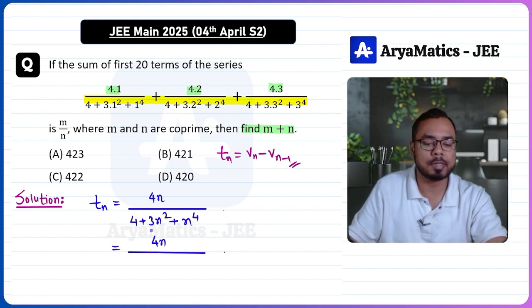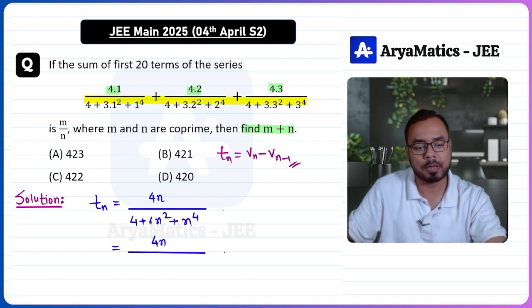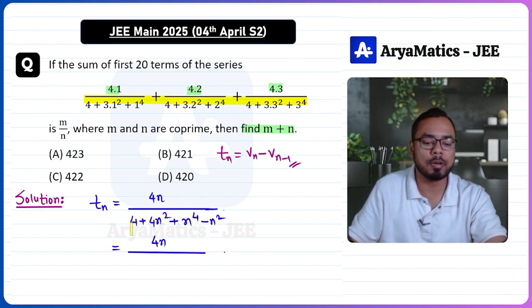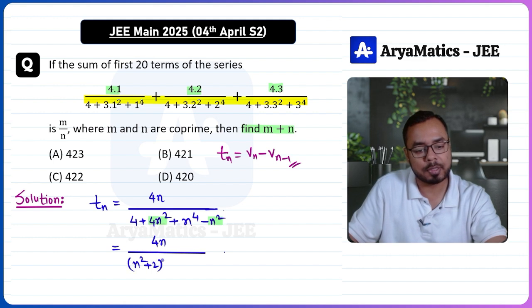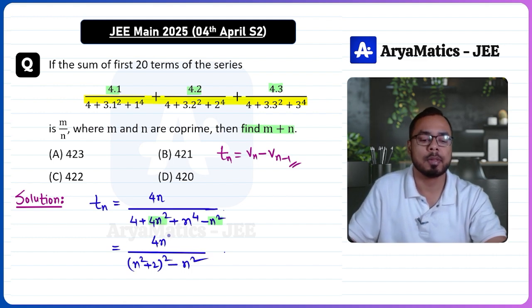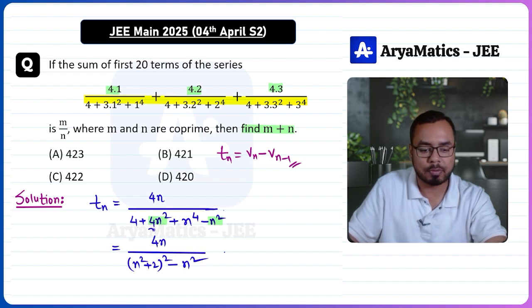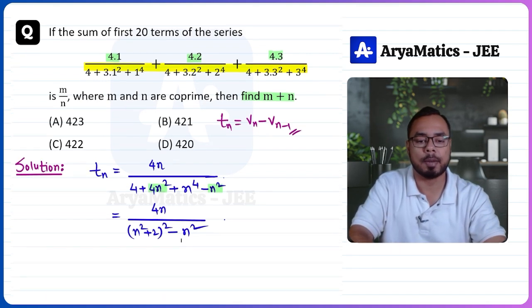Now in order to create factors here, this 3n square you can write as 4n square minus n square, right? If I write 3n square as 4n square minus n square, then you can see that the first three terms will form a perfect square, and then we can use the formula of a plus b, a minus b. So when you combine these three terms, it becomes n square plus 2, whole square, and then minus n square. n raised to 4 plus this 4n square, this is 2 into 2n square, and here we have 2 square. So this is Tn, right?